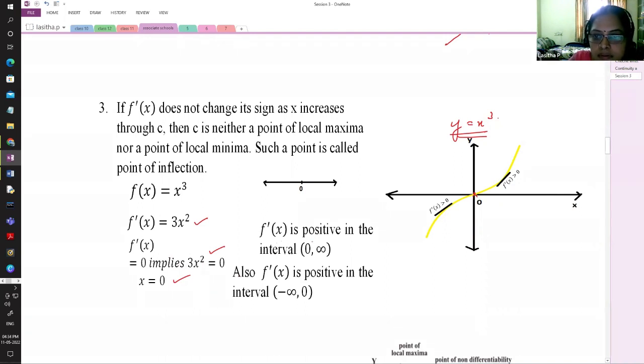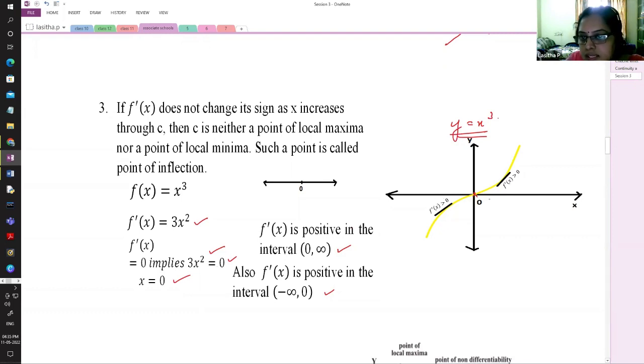For that, they have to substitute values from the left side and from the right side. So if they take a value from 0 to infinity, they can see it is positive. Left side also, it is positive. If the first derivative doesn't change its sign, then it will be a point of inflection. So they will ask you why then there is a zero, first derivative zero getting, the slope is zero there.